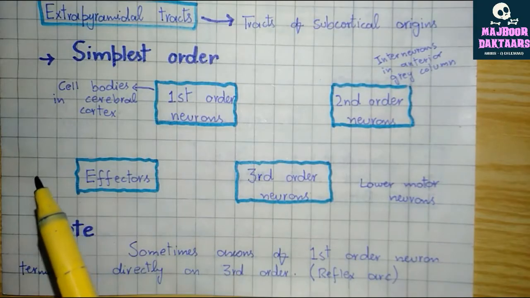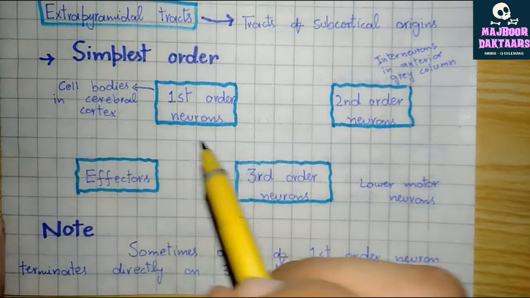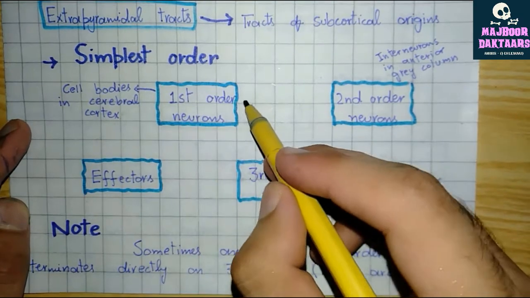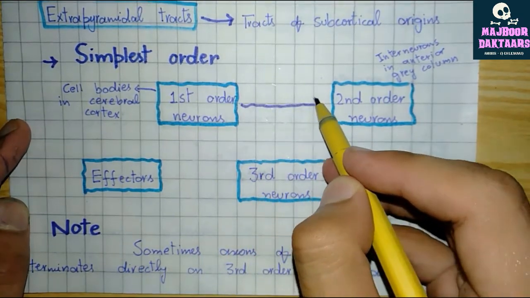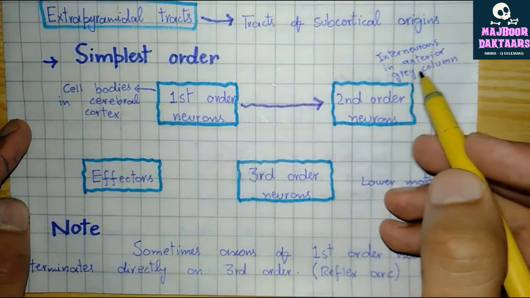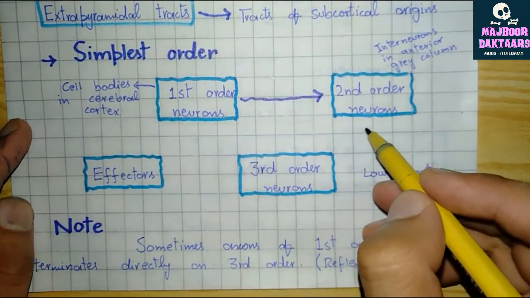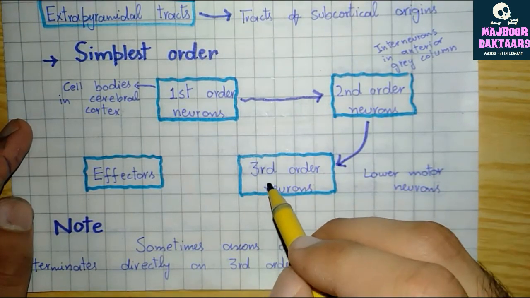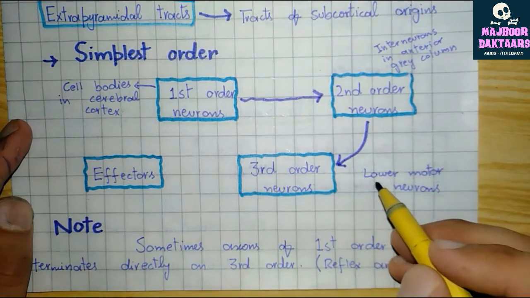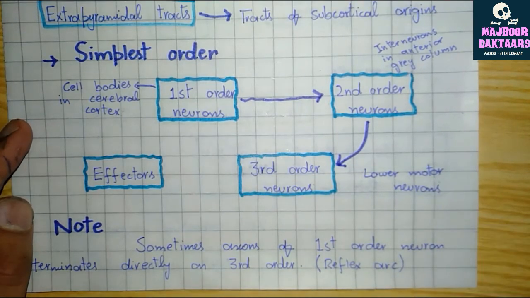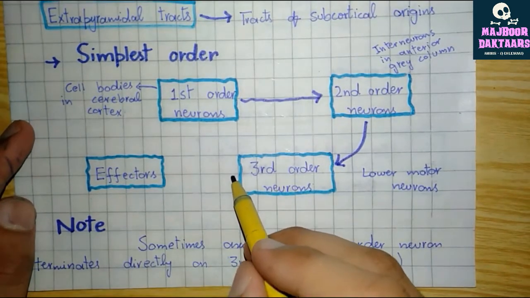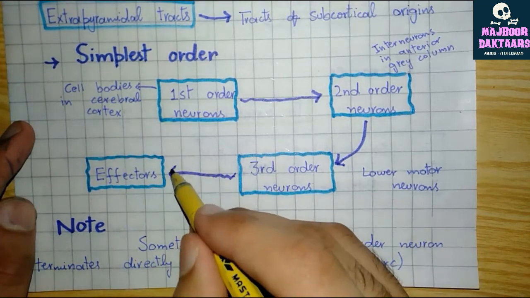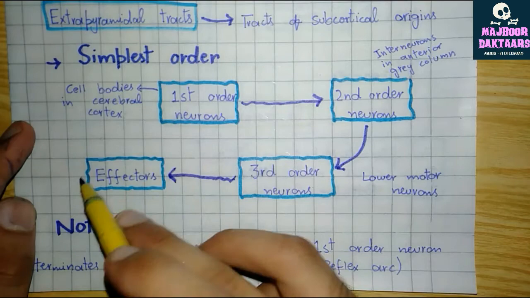Now the simplest order of the descending tracts. The descending tract starts from the first order neuron, which is present in the cerebral cortex. Then they move downward and synapse with the second order neuron, which are the interneurons in the gray column of the spinal cord. Then they move to the gray matter and synapse with the lower motor neurons. Now, from the lower motor neurons, the third order neurons move to the neuromuscular junctions and other parts of the body, which are the effectors.